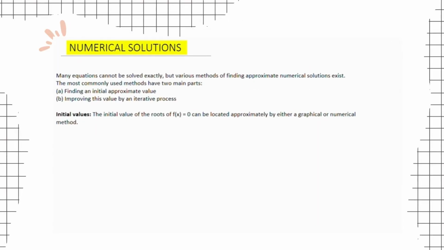Numerical solutions. Many equations cannot be solved exactly, but various methods of finding approximate numerical solutions exist. The most commonly used methods have two main parts, which are finding an initial approximate value and improving this value by an iterative process. So what are initial values? The initial value of the roots of f(x) = 0 can be located approximately by either a graphical or numerical method.